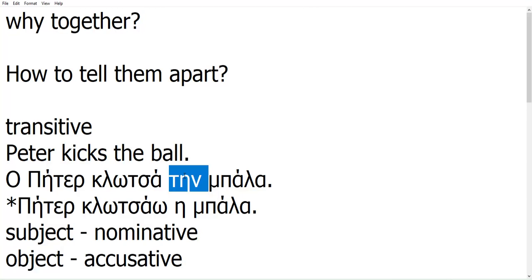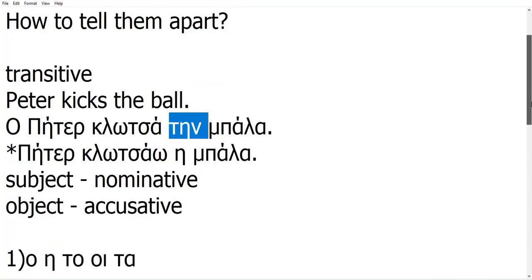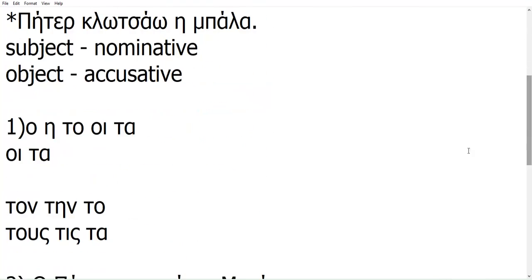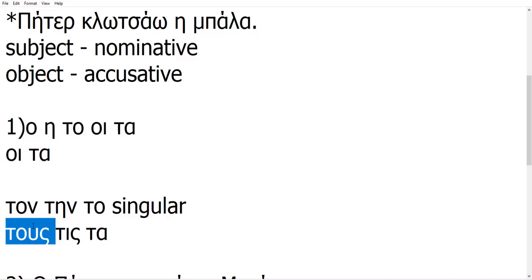Now, which are these articles? The articles that correspond to the accusative are these ones. So these would be masculine, feminine, and neuter here, and all these words are singular. And here you have masculine, feminine, neuter. All these words are plural. Okay.